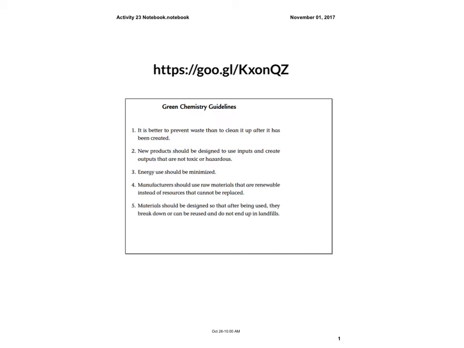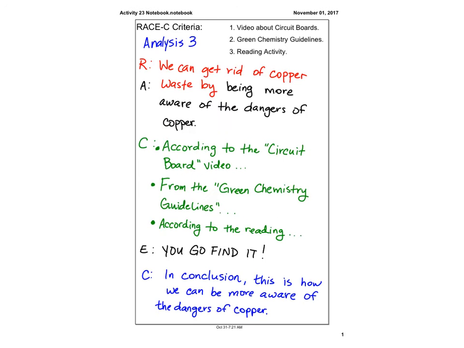In Activity 23, there is a reading activity. It's called Make Products, Make Waste. So again, those are 3 resources you can use: the Google website of the video, the Green Chemistry Guidelines, and then the text. Okay, here is a sample Analysis Question 3. You can see up in the right-hand corner, I have listed the video, the Green Chemistry Guidelines, and the reading activity, because here's where you can find evidence.